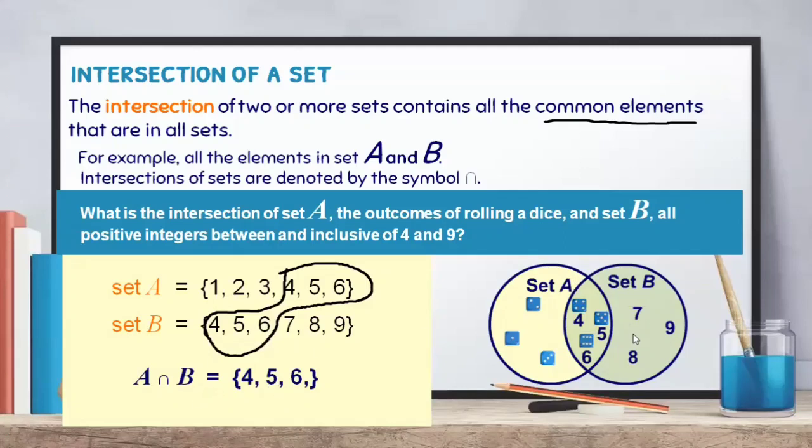If you construct your Venn diagram, the two circles are overlapping. Set A has 1, 2, 3, 4, 5, 6. Set B has 4, 5, 6, 7, 8, 9. And the overlapping portion of the two sets in the middle is our intersection of a set. Any question for intersection of two or more sets? None. Okay, let's continue.